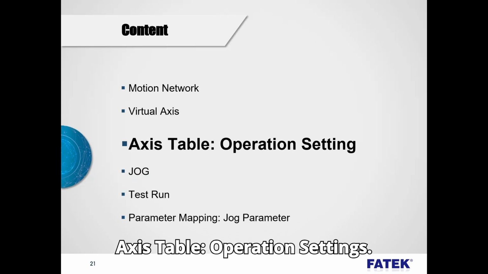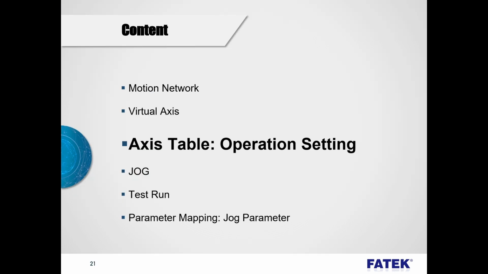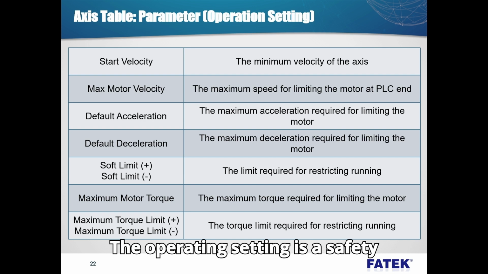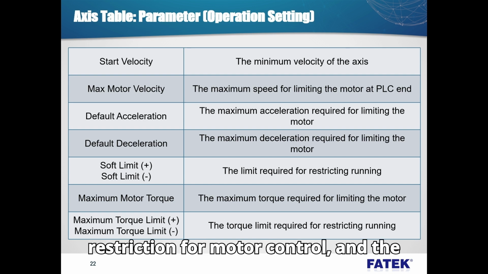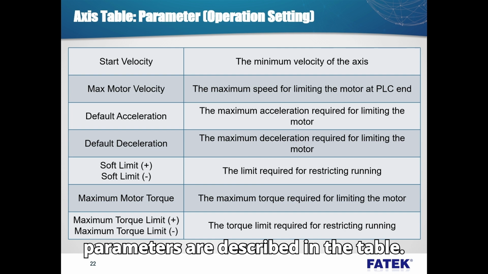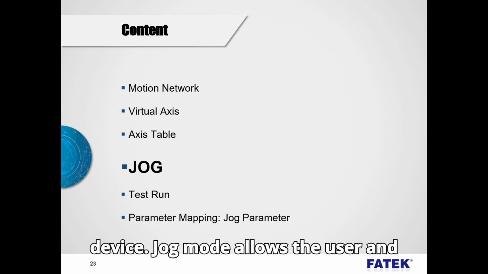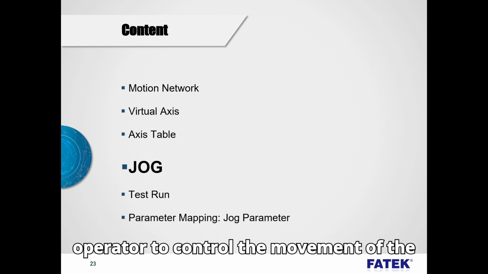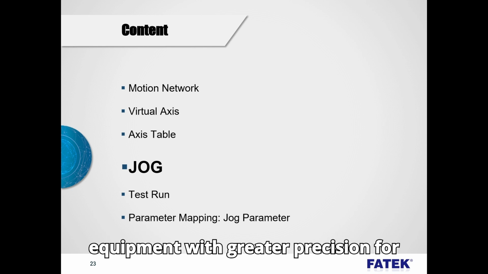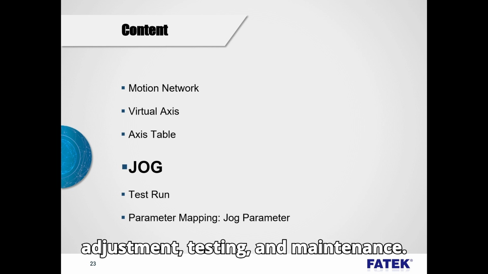Axis Table, Operation Settings. The operating setting is a safety restriction for motor control, and the parameters are described in the table. Jog mode is a way to manually control a device. Jog mode allows the user and operator to control the movement of the equipment with greater precision for adjustment, testing, and maintenance.